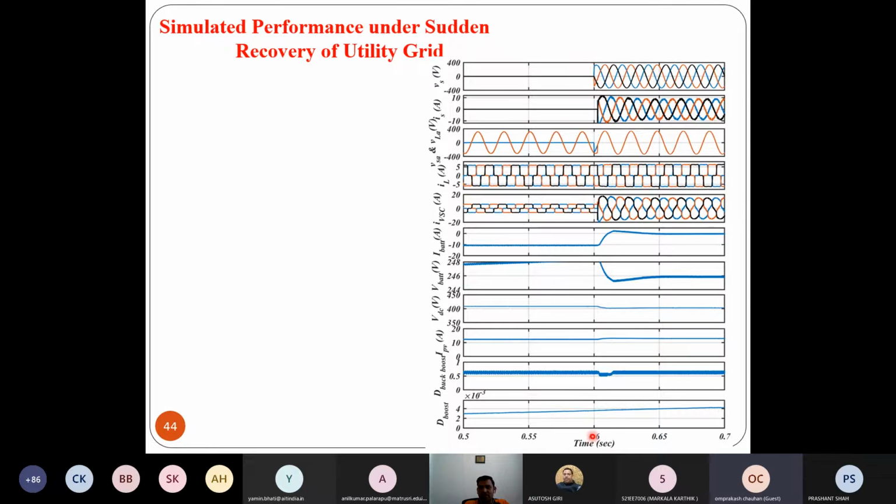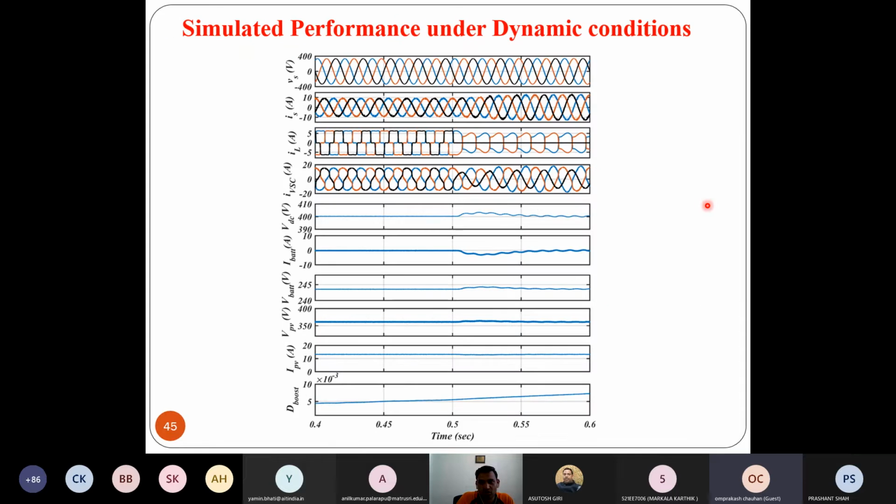Here the synchronization is at 0.6. So grid current we have received, and both grid voltage and load voltage are well synchronized, and VSC is now compensating the load.